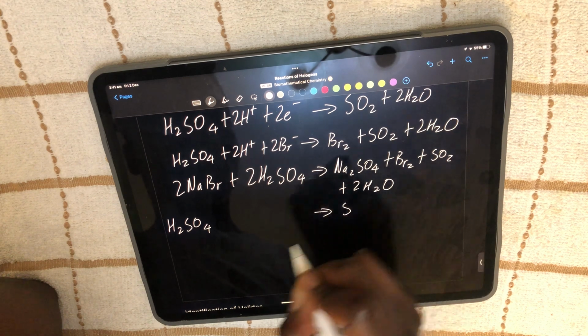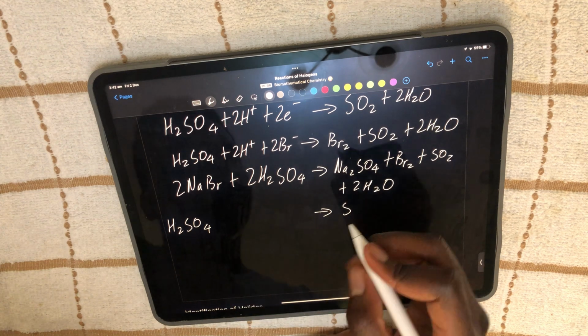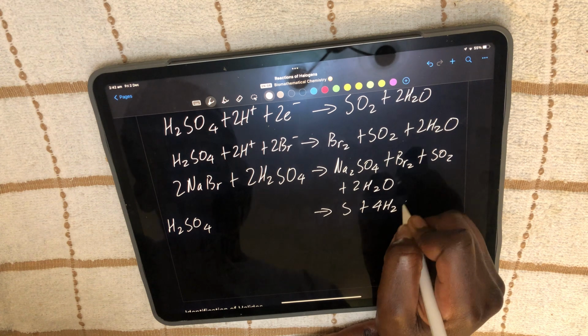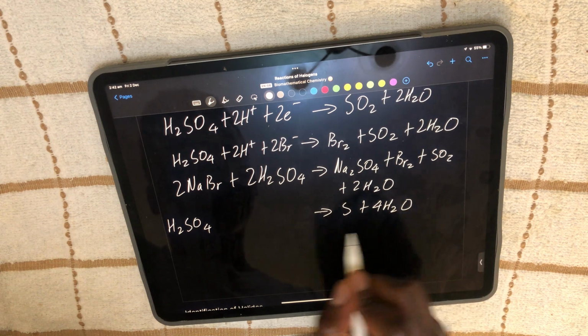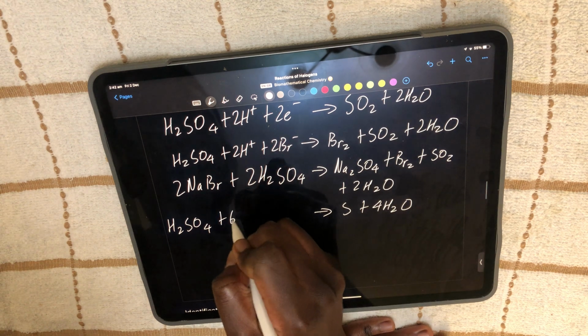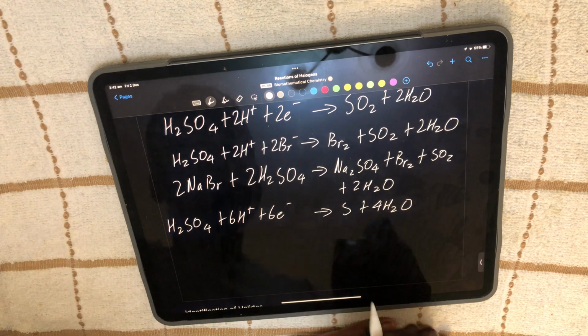forming sulfur. Right, so I've got 4 molecules of water. That's instantly because I have to balance the oxygen. So plus 4 H2O. I now have 8 hydrogens on one side and 2 on the other, so I need 6 more H pluses. So plus 6 H plus. Balance the charges, plus 6 e minus.